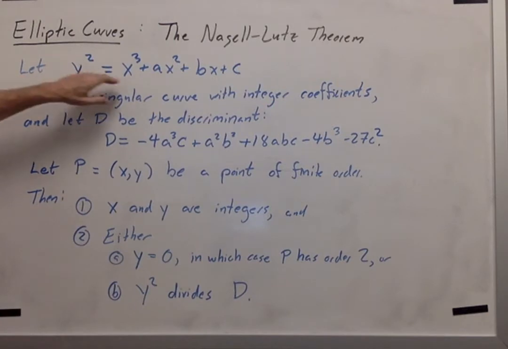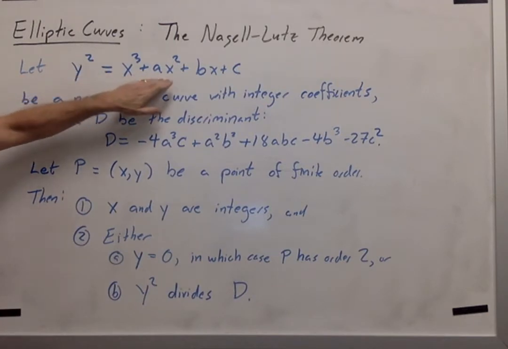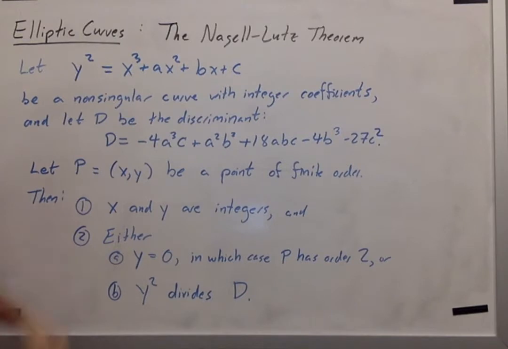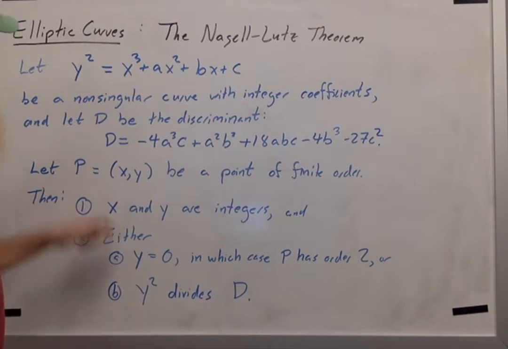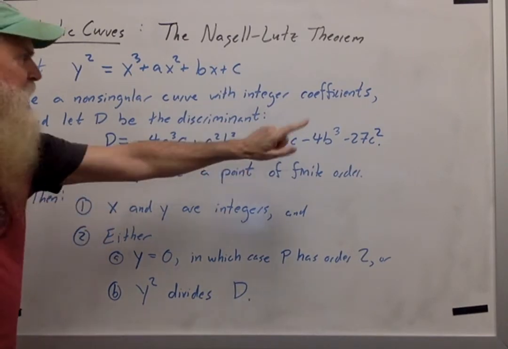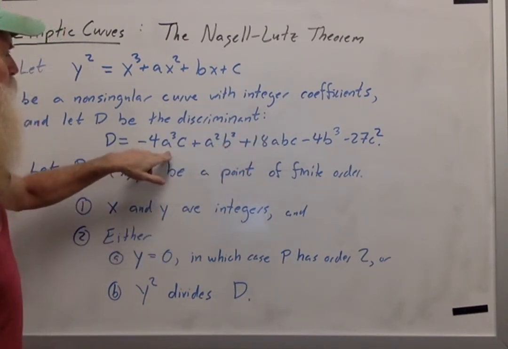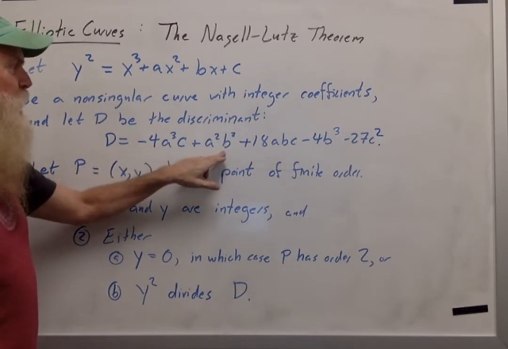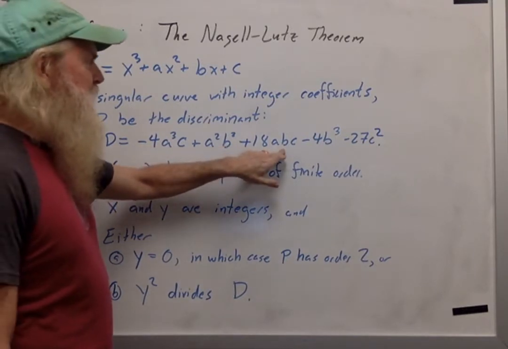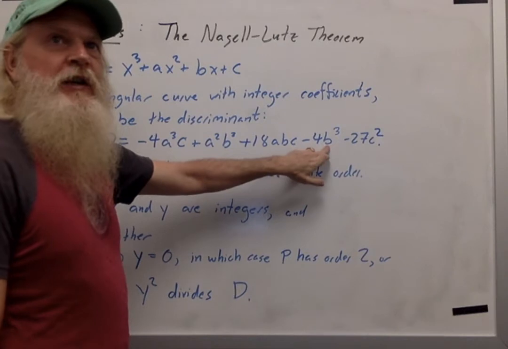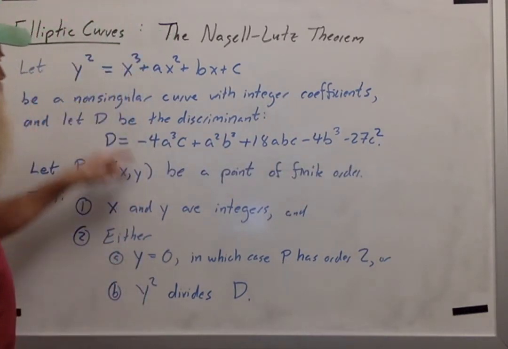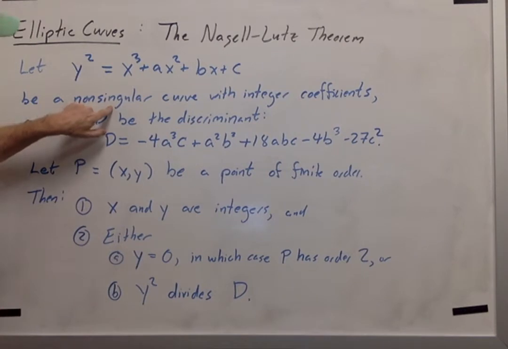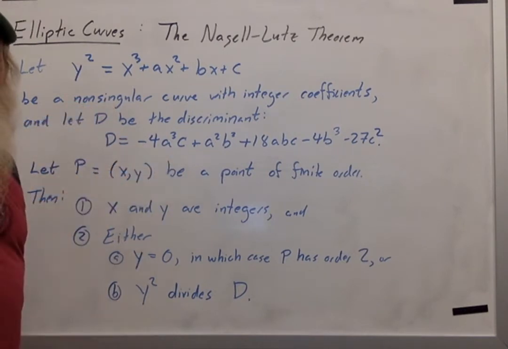Suppose that y squared equals x cubed plus ax squared plus bx plus c is a non-singular curve with integer coefficients, so a, b, and c are integers. And let d be the discriminant, which is given by this formula: negative 4a cubed c plus a squared b squared plus 18abc minus 4b cubed minus 27c squared. By the way, when I say that the curve is non-singular, that means that the discriminant is non-zero.